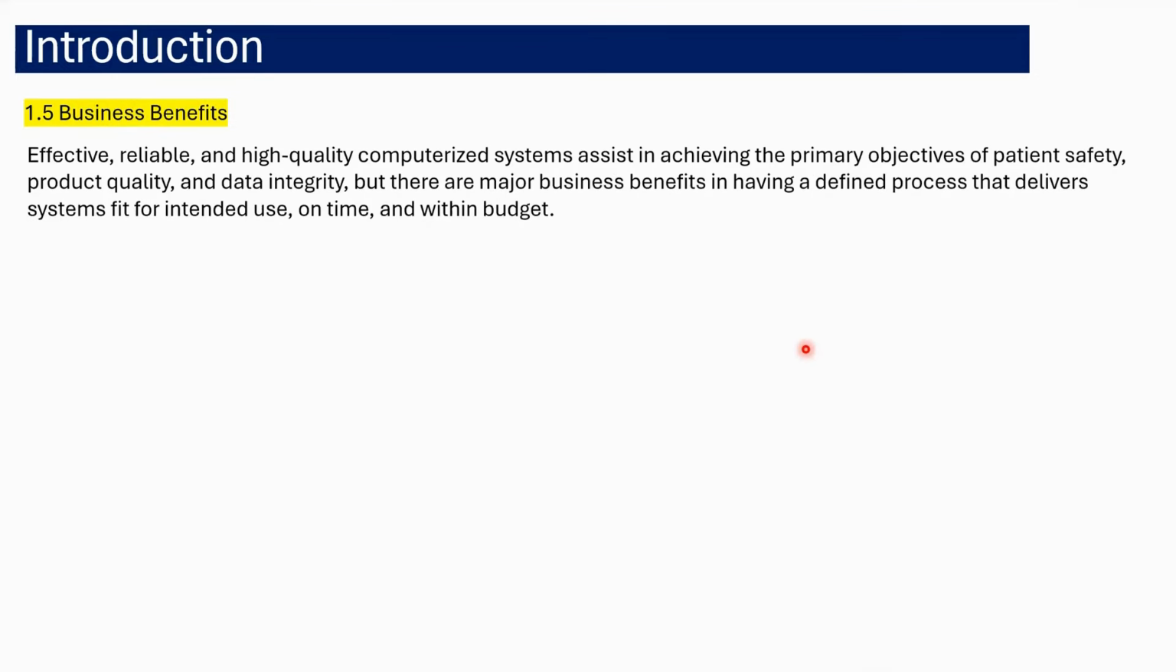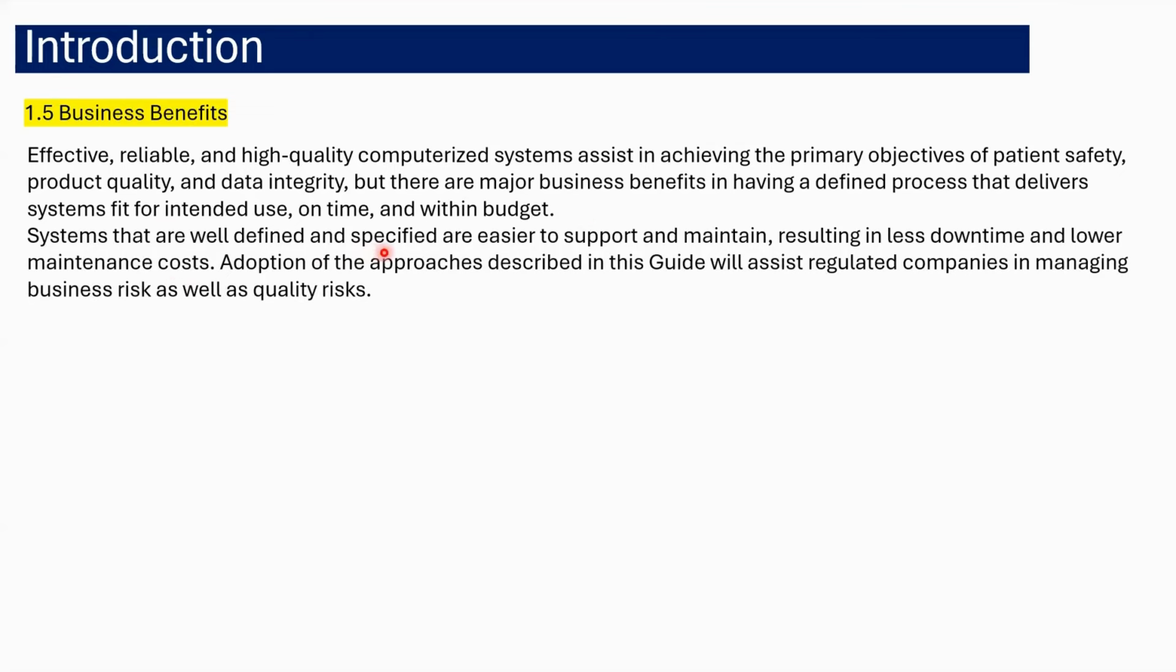Simply put, effective, reliable and high quality computerized systems assist in achieving the primary objectives of patient safety, product quality and data integrity. But there are major business benefits in having a defined process that delivers systems fit for intended use on time within the budget. Once you establish the system, you gain the business because you have the confidence that the system is fit for intended use, on time and within the budget. Systems that are well defined and specified are easier to support and maintain, resulting in less downtime and lower maintenance cost.